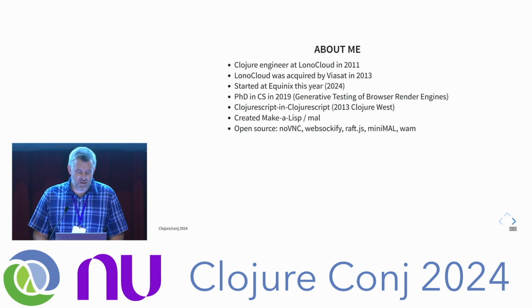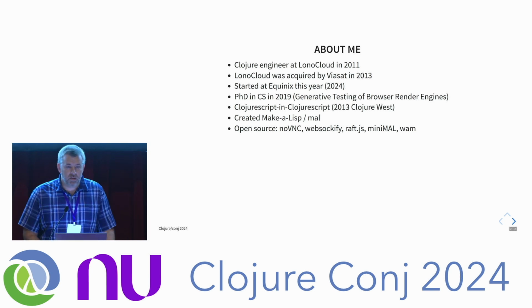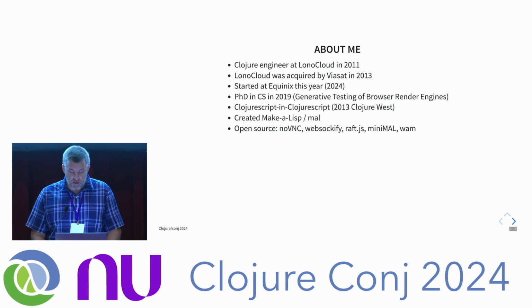Back in the early days, Chris Hauser and I did an early spike on trying to get ClojureScript to be self-hosted, and then I did a presentation at Clojure West 2013 on ClojureScript. I also created the Make-A-Lisp project, the Mal language, and I've started some other open source projects listed there. But today, what I'm going to talk about is some different open source projects that I'm involved with.